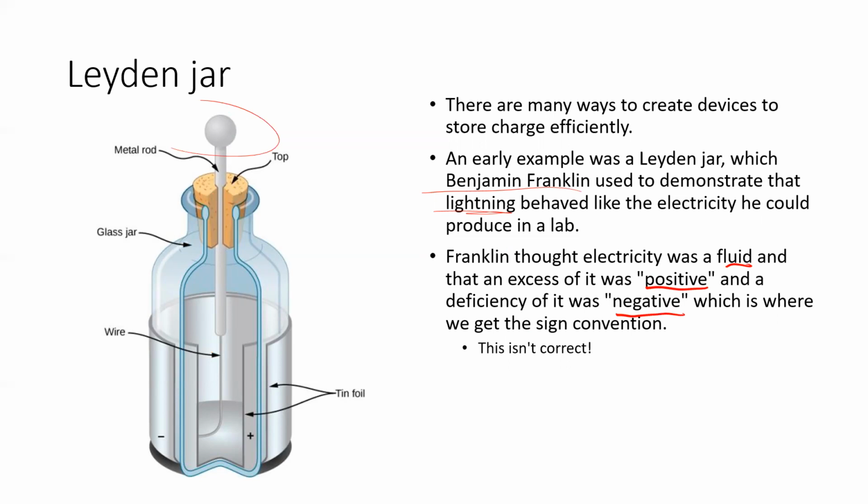So this is where we get the sign convention. He thought it was a fluid, positive fluid flows, and if you are lacking the fluid, you have a deficiency of it in material, you have a negative charge on that material. That's where we get the sign convention from. It turns out this isn't correct, as we'll see. It's actually electrons, which are negatively charged, that typically flow in to create an electric current. And it's not a fluid, it's individual particles.